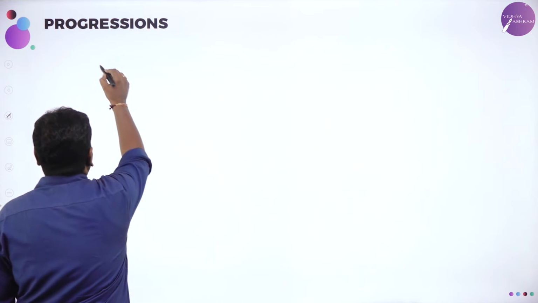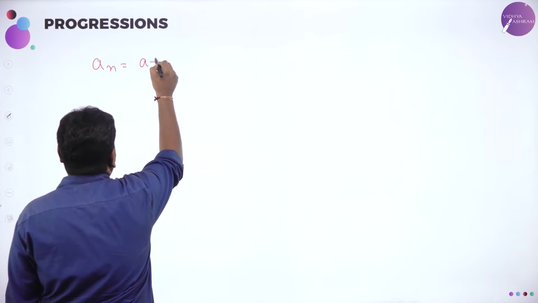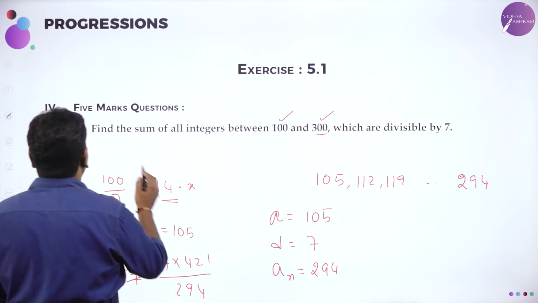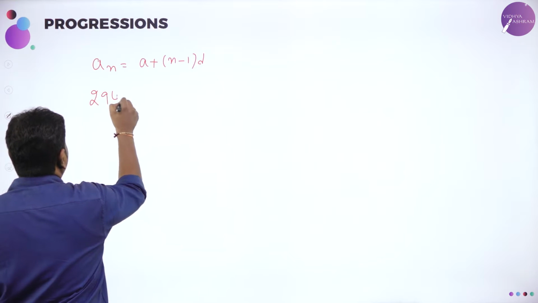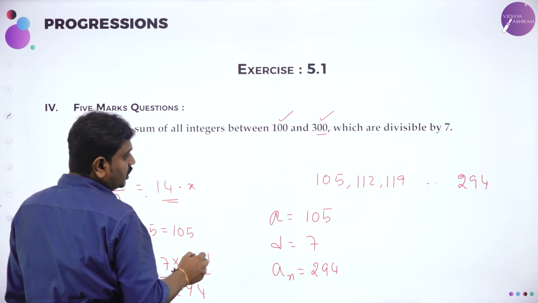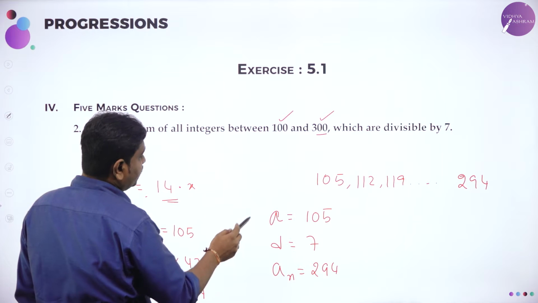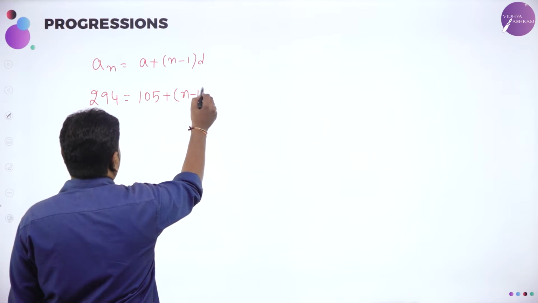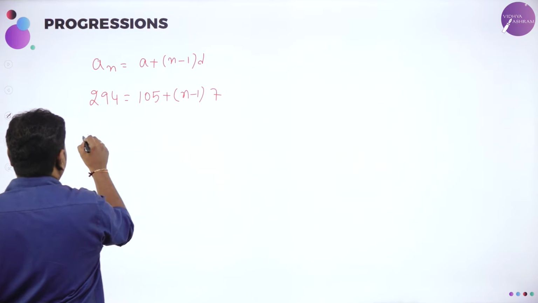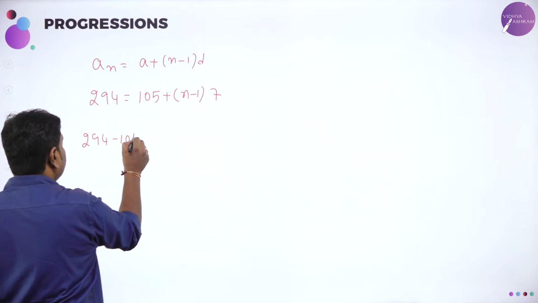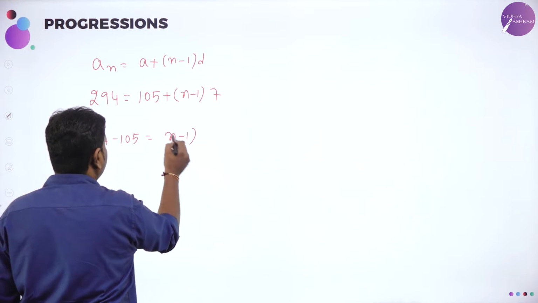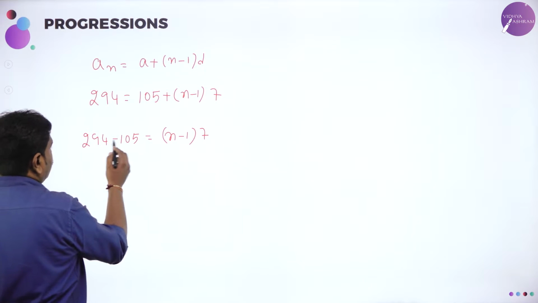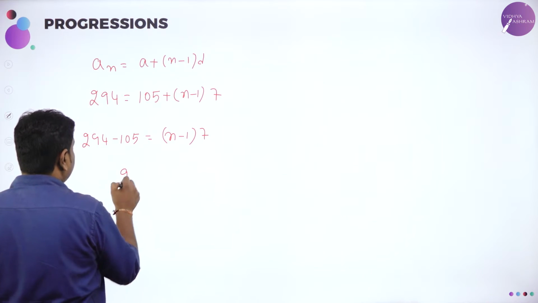How to find the number of terms? Use the formula for an. What is an? a plus n minus 1 into d. So the nth term you have is 294. So 294 is equal to a, which is 105, plus n minus 1, we don't know n minus 1, into the common difference, which is 7. So transfer this side: 294 minus 105 is equal to n minus 1 into 7.